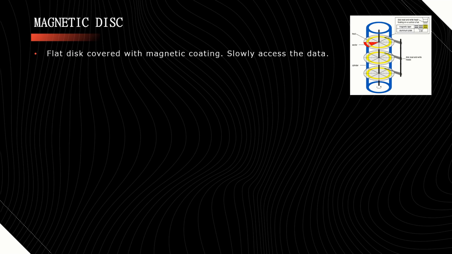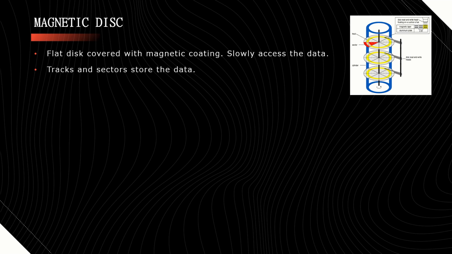Magnetic disk. It is a flat disk. It is covered with magnetic coating to store the information. It can store a large amount of data, but the data accessing rate is very slow compared to the main memory. But the modification and deletion of the data is very easy when compared to the magnetic tapes.